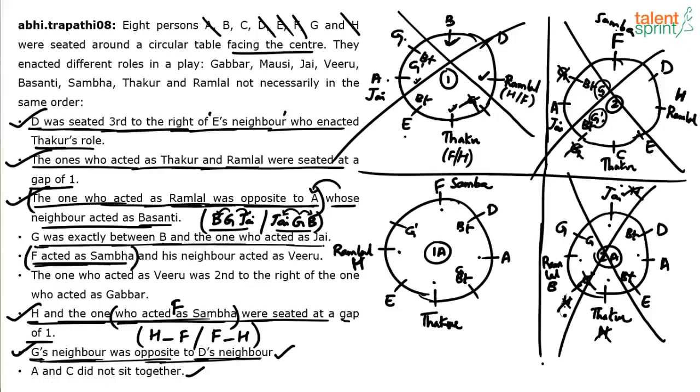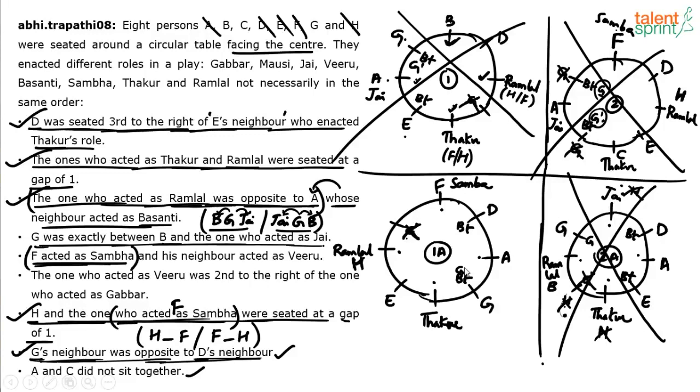Try now. Yeah, 1A has to be correct. See, G dash is ruled out. Why? Because G's neighbor should be J. If you take G in G dash position, this side we have Samba, this side we have Ramlal. There is no possibility for J. So G cannot come here. G has to come here.